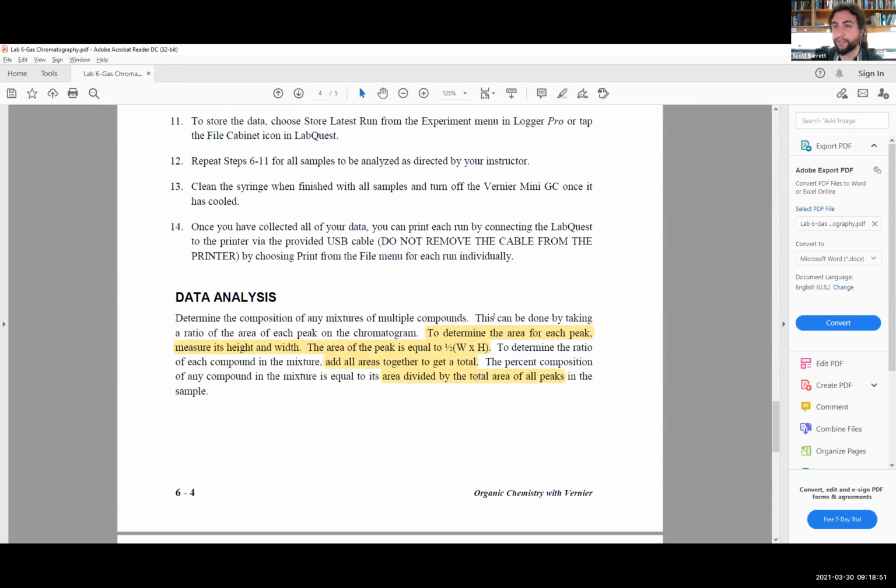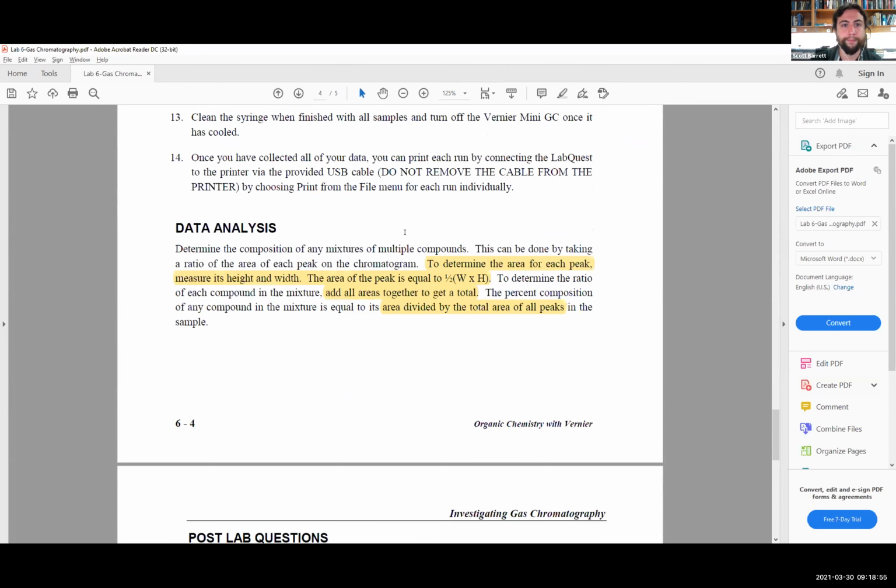So I'm going to skip over the procedure and just tell you as we watch the video together exactly what's going on. And then finally, what we do once we get our data, we need to determine the area for each peak by measuring the height and width. And again, we'll review this within the video.